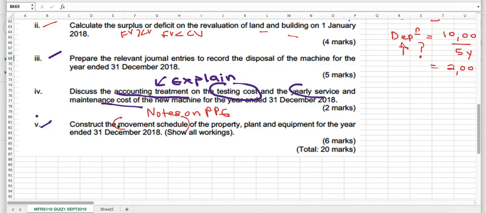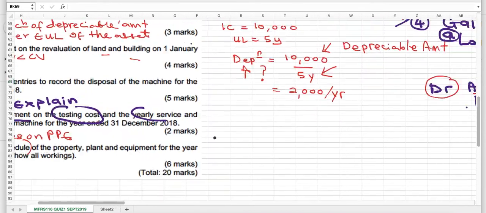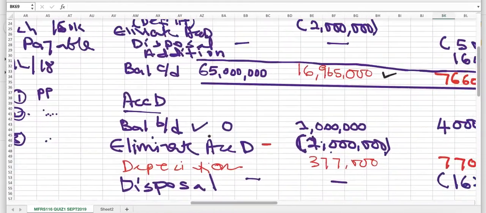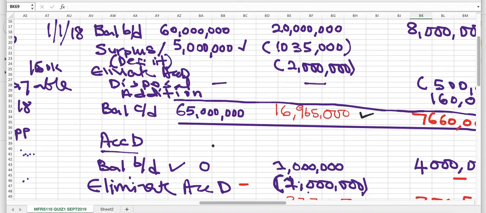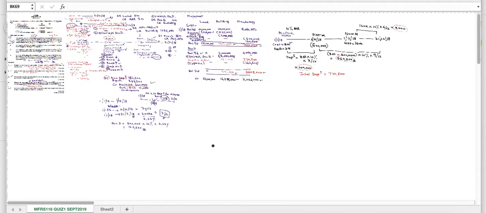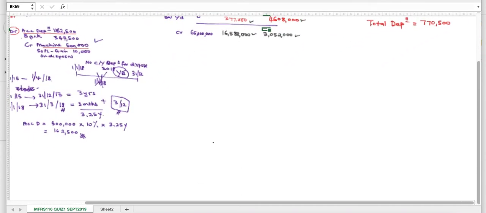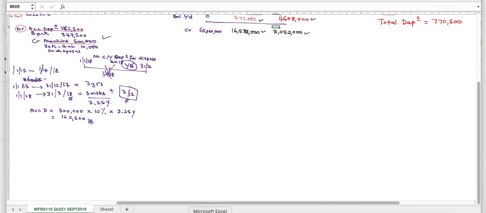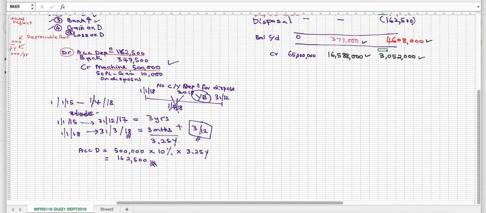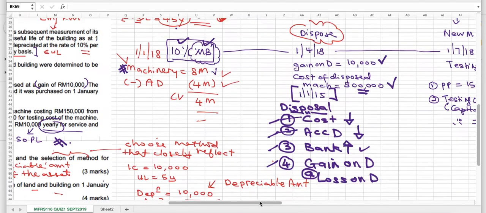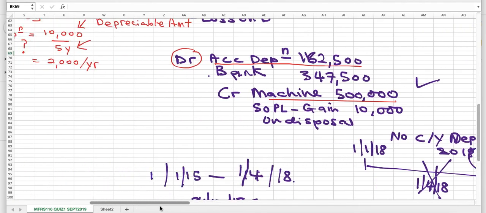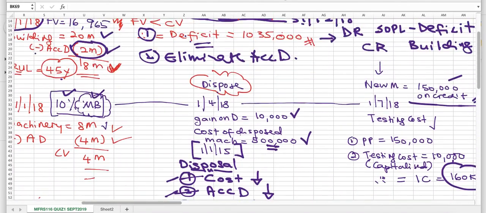The question asks for the movement of schedule. So that is the answer. So make sure that you show all the workings. Terus jadi kecil. Okay, so I hope that you understand for this question. Okay, please ask if you need further explanation. Thank you.